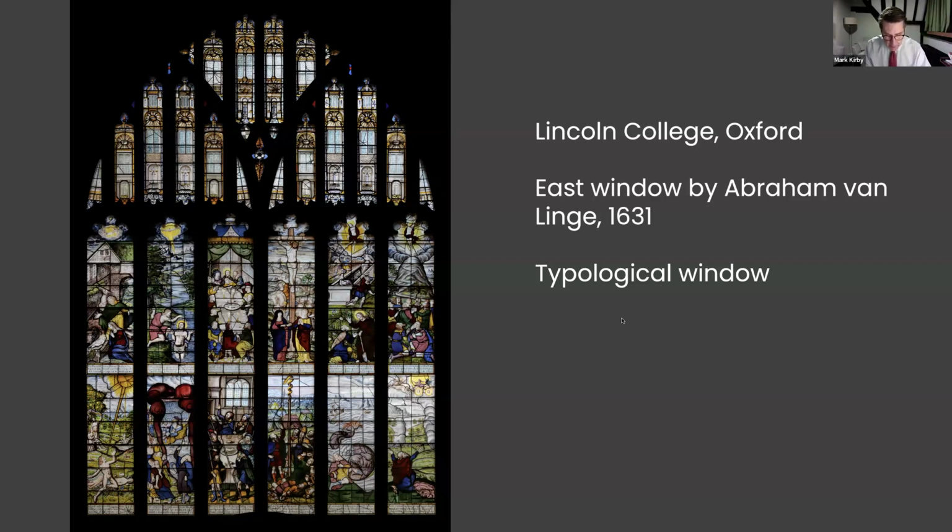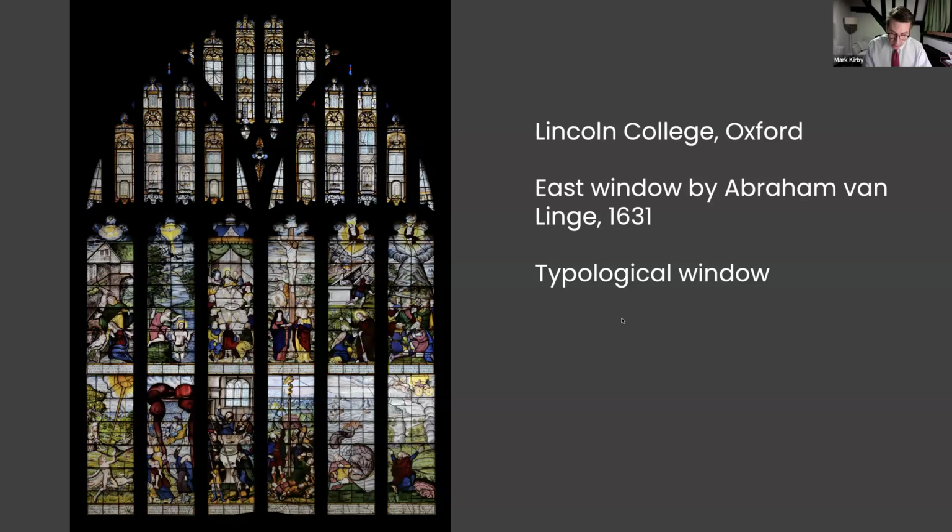It is this, together with its typological content and the use of biblical inscriptions, which makes this a particularly effective, safe Protestant window for a college with a reputation for being theologically reformed conformists in the Elizabethan and Jacobean mould. They were, if you like, moderate Calvinists and not Puritans, and at Lincoln, certainly not Laudians.